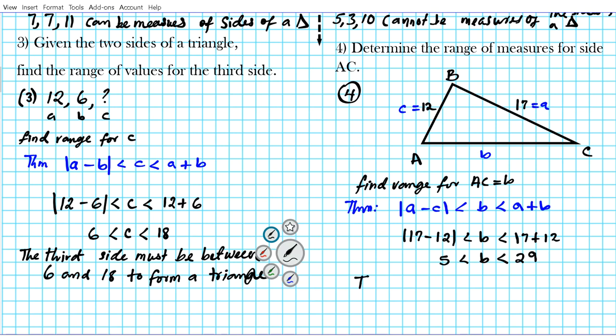The range of values, the range of measures for AC is between what and what? Is between 5 and 29. So any value between 5 and 29 will enable you to create a triangle using 12 and 17 as the measures of the other two sides.